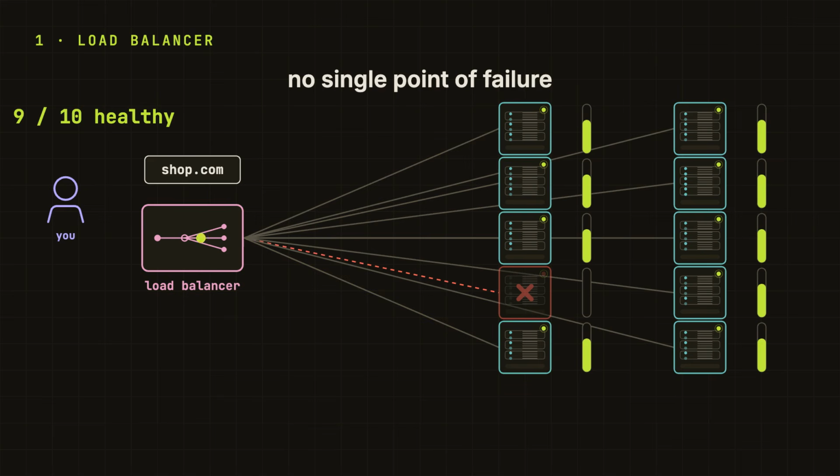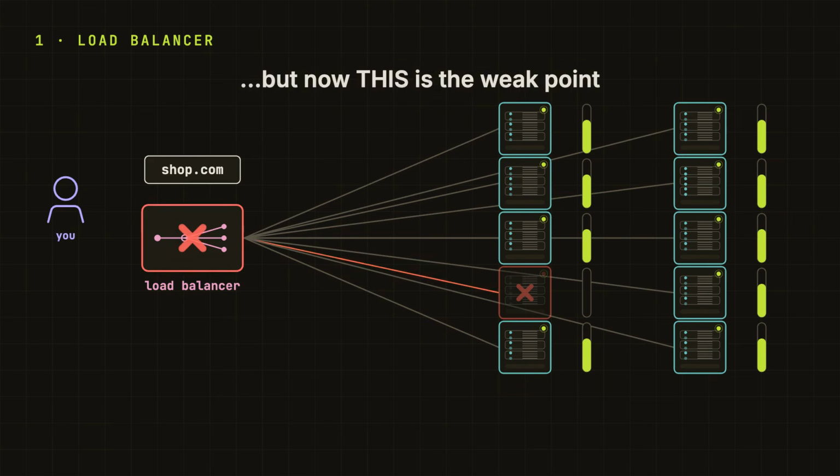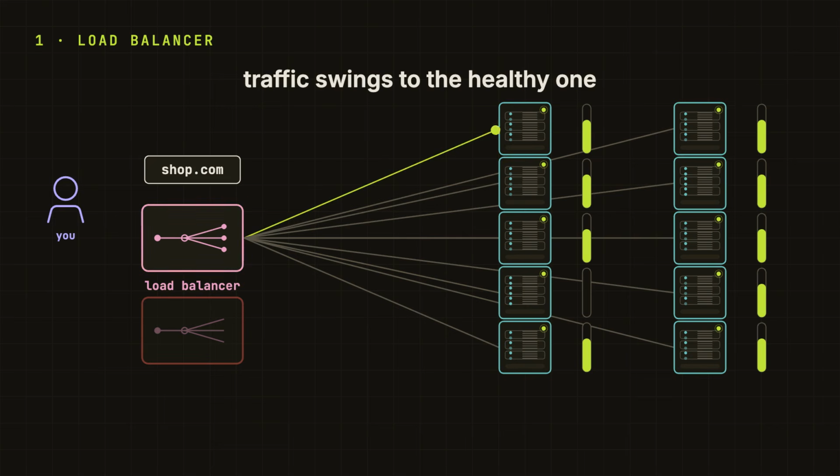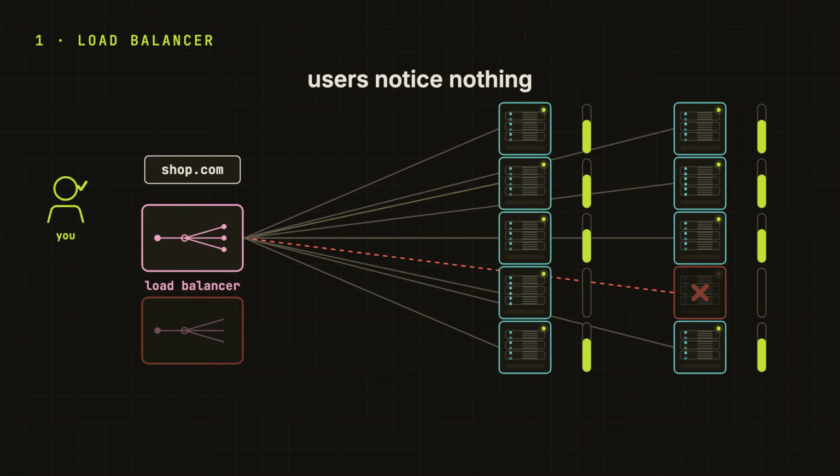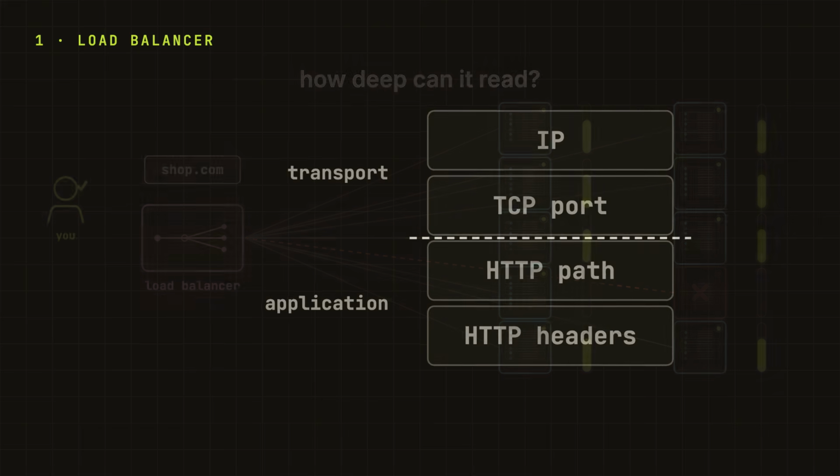So, in practice, you never just run one, you run at least two, and the traffic is pointed at whichever one is healthy. One server dies, the load balancer quietly skips it. Users notice nothing. One more distinction for the interview, load balancers come in at two levels.